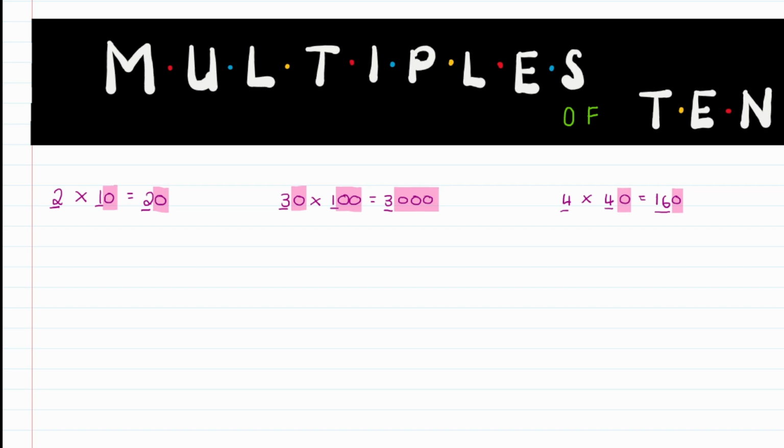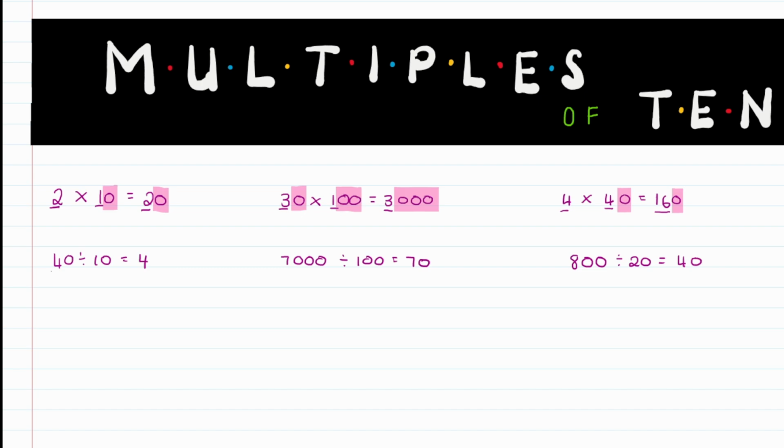Perhaps you've been told something similar when you are dividing. So 40 divided by 10 is 4, 7,000 divided by 100 is 70, 800 divided by 20 is 40. Maybe you've been told to focus on the numbers and cancel the zeros.